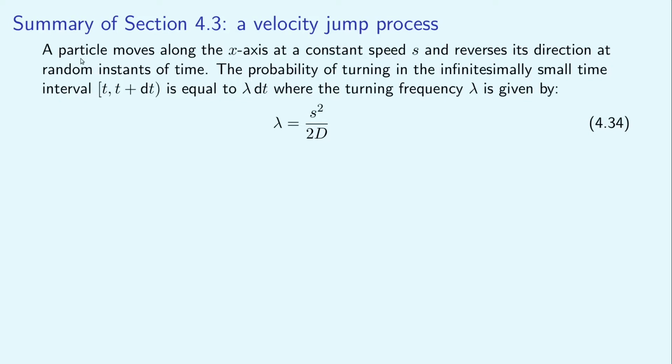In section 4.3, we presented velocity jump processes, modeling diffusion in a certain limit. The simplest one-dimensional velocity jump process was formulated as follows. A particle moves along the x-axis at a constant speed s and reverses its direction at a random instance of time. The probability of turning in the infinitesimally small time interval t, t plus dt is equal to the turning frequency lambda times dt. Choosing the turning frequency as s squared divided by 2d, we showed that for sufficiently large times, this process models diffusion with diffusion constant d.